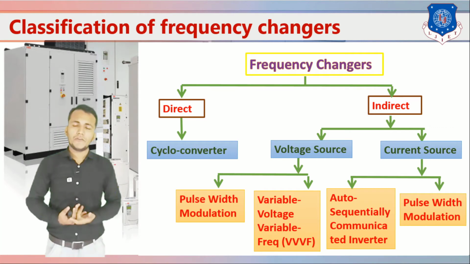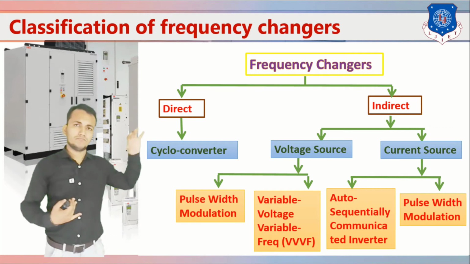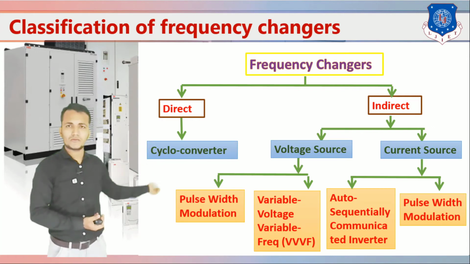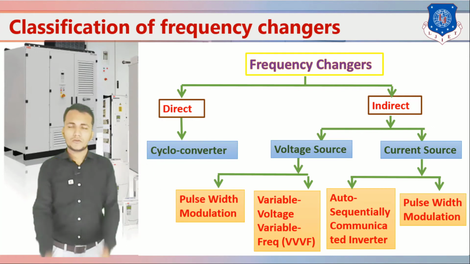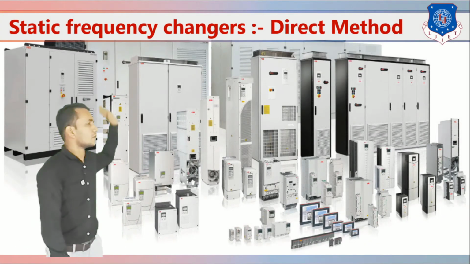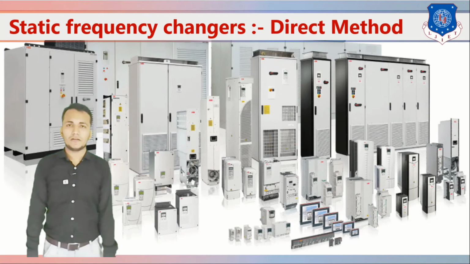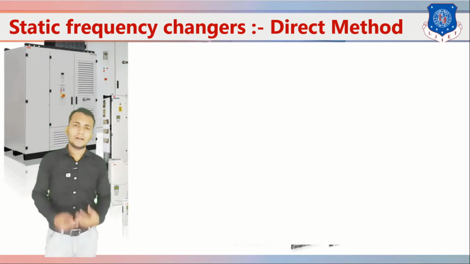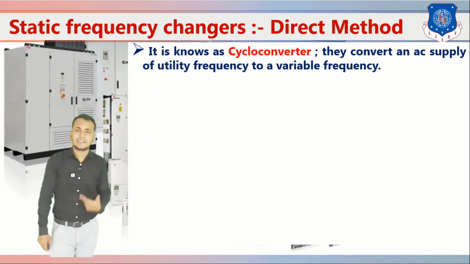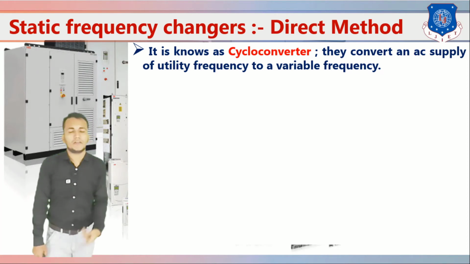So here we will discuss the direct and indirect methods, the voltage source method and the current source method. First of all, we will discuss the direct method, a static frequency changer with the direct method. The direct method is known as a cycloconverter, which converts AC supply of utility frequency to a variable frequency.